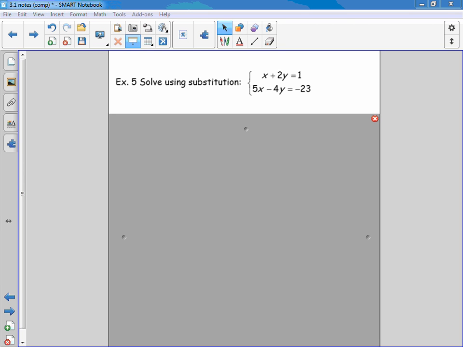Okay, in section 3.1, the first part, we solve systems using graphing. We are now going to look at algebraic methods, substitution and elimination. These are methods that you have seen before in Algebra 1 and in geometry. We're going to start with substitution.